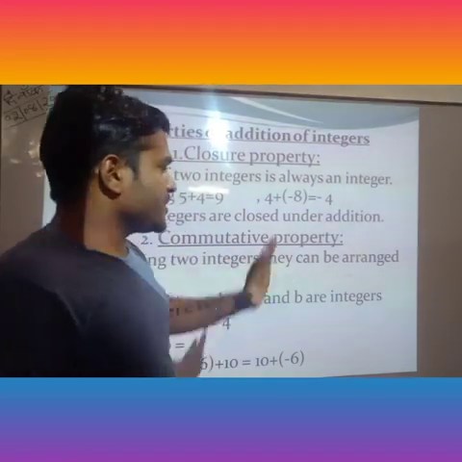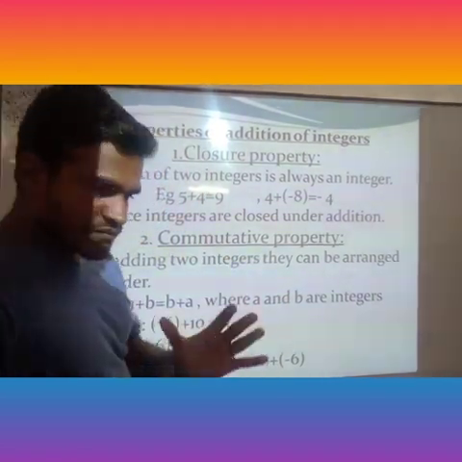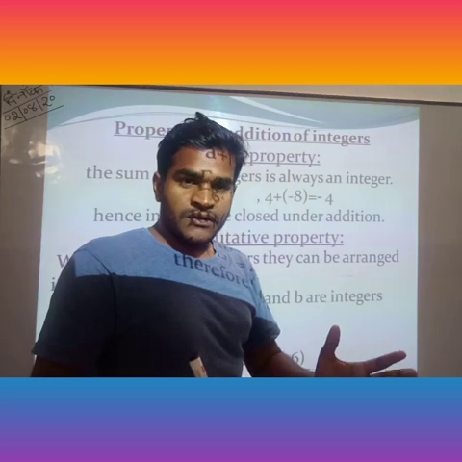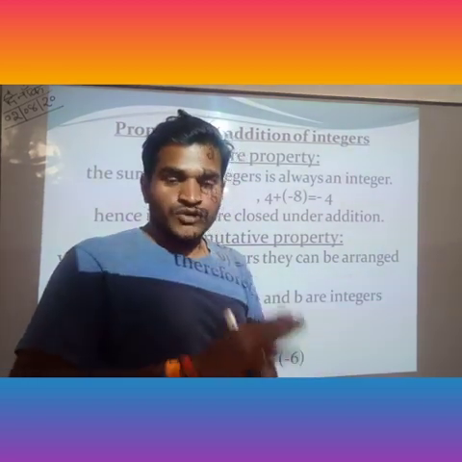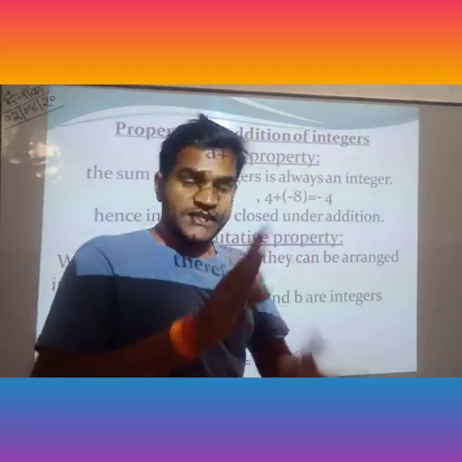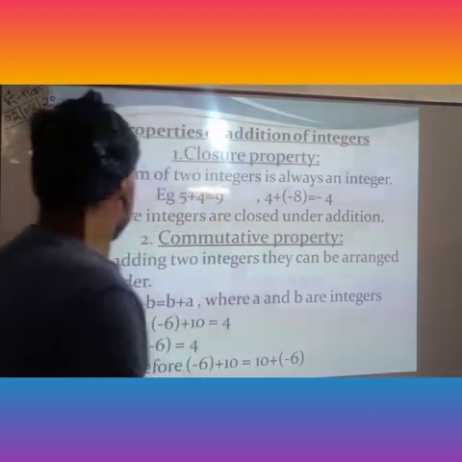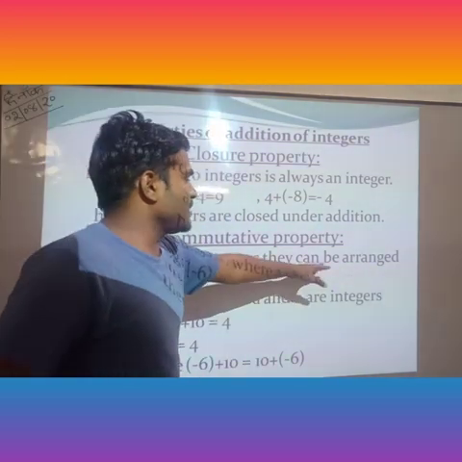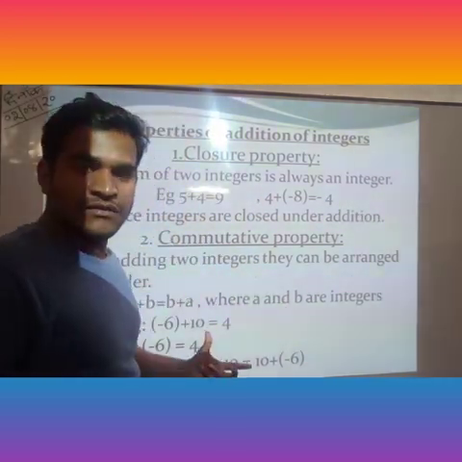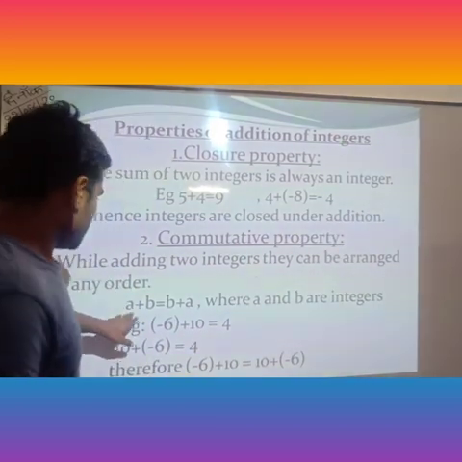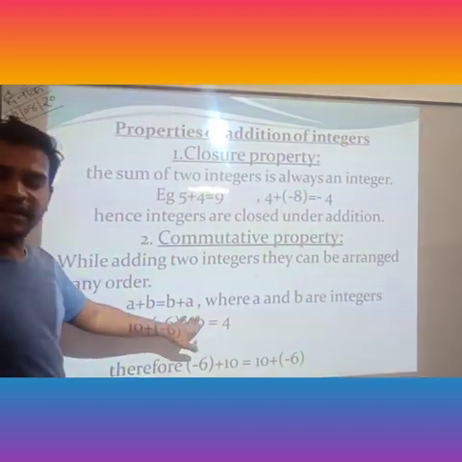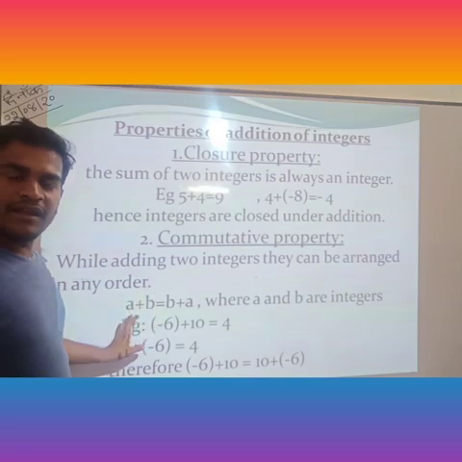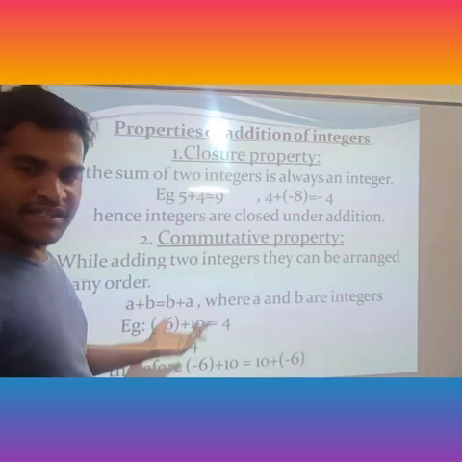Next, commutative property. Commutative means we can change the order while adding two integers. While adding two integers, they can be arranged in any order. For example, a plus b is equal to b plus a, where a and b are any integers.